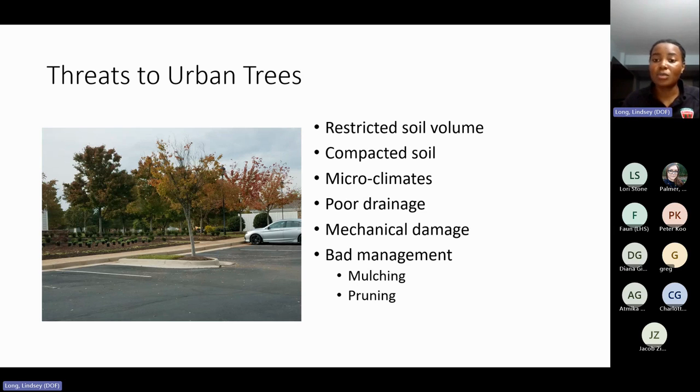It's a stressor. Restricted soil volume, that's just less soil in general. So if you have less soil, and that small amount of soil also has less air and water in it, that's two heavy stressors that can go on a tree.